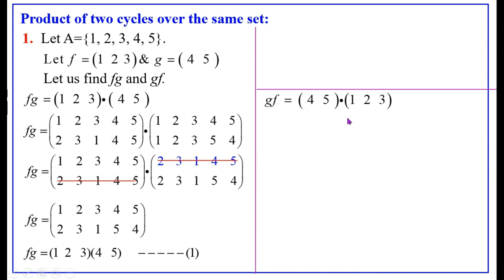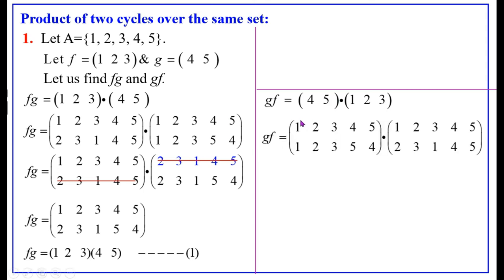And hence G into F, the product of the two cycles, can be written as the product of two permutations: 1, 2, 3, 4, 5, 1, 2, 3, 5, 4. That is, 1 goes to 1, 2 goes to 2, 3 goes to 3, the identity, whereas 4 goes to 5, 5 goes to 4. Here 1 goes to 2, 2 goes to 3, 3 goes to 1, 4 goes to 4, 5 goes to 5. We are going to take the product of these two.